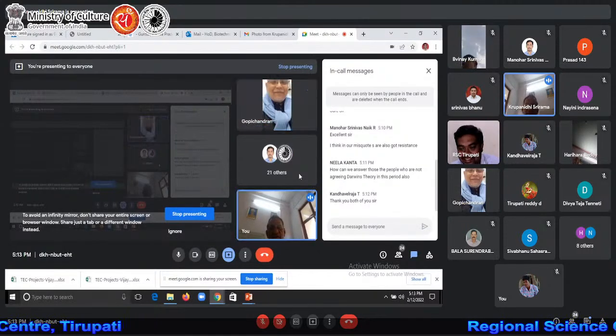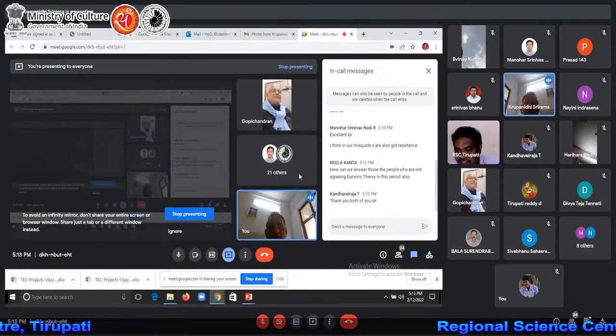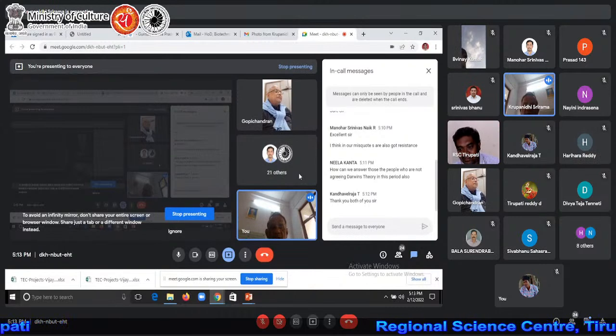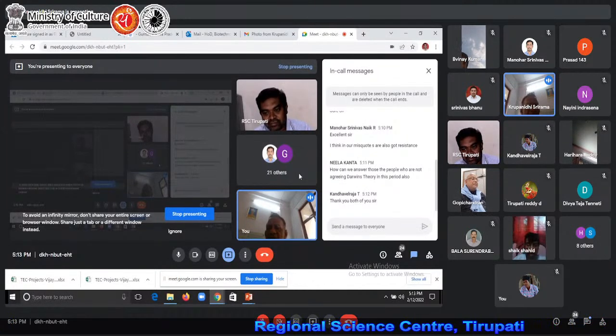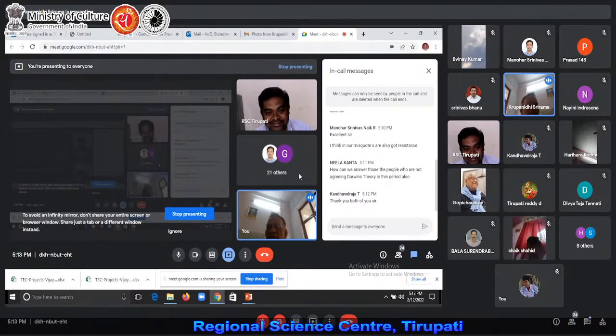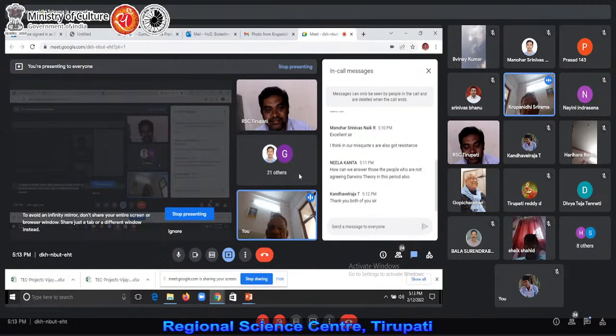So here, one more question from Neelakanta. How can we answer those people who are not agreeing with Darwin's theory in this period also? Because there are several people who will not agree with anything. Whatever they say, that will become a dogma. That's what they feel. But there are evidences.